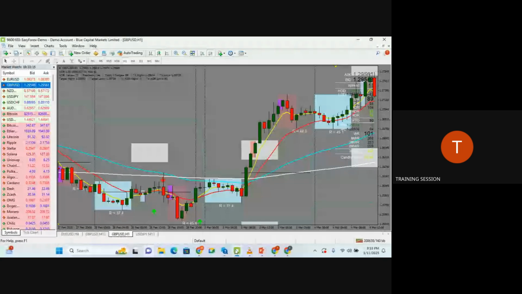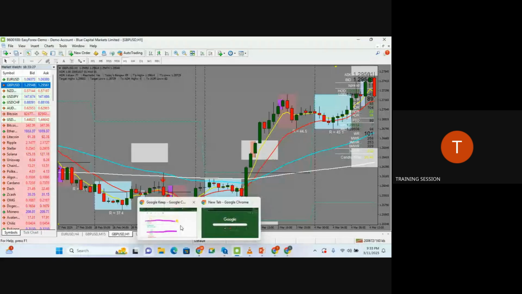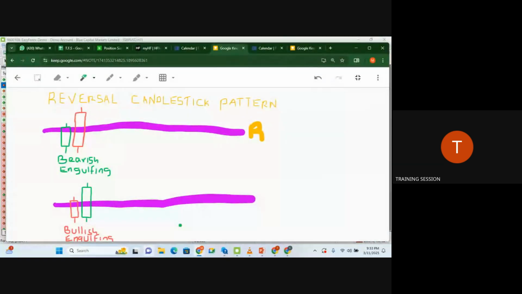Let's continue. So, we have a bullish harami and bearish harami. Let me draw that as we now conclude. Tomorrow we'll cover the last one. Then we go to strategy, finish the strategy, and learn how to place a trade.